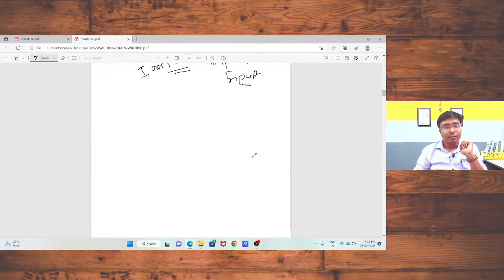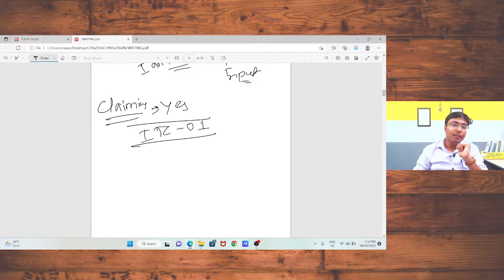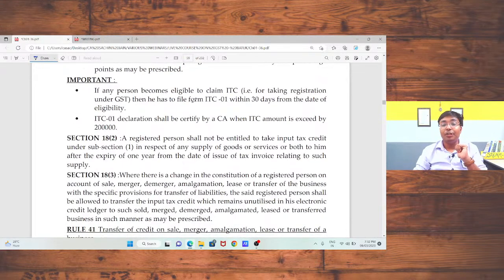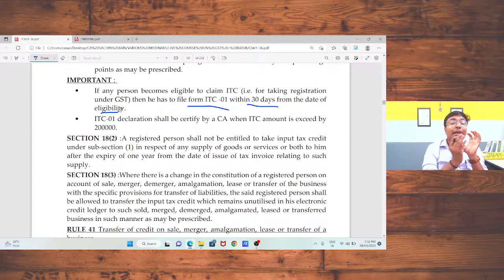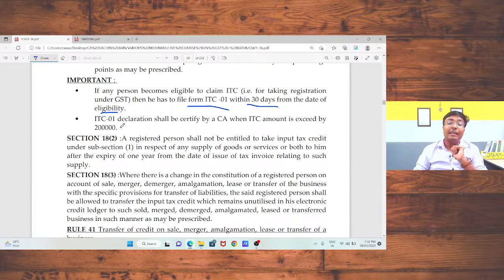Is that okay? Now, question arises. Sir, for claiming that input tax credit, do I need to file any form? So yes, you need to file a form. You need to file form ITC 01. The same has been prescribed here. You need to file form ITC 01 within 30 days from the date of eligibility. And if you are going to transfer or take input in excess of 2 lakh rupees, in that case, the form should be certified by a chartered accountant or a cost management accountant. CMA is also eligible to sign that form.